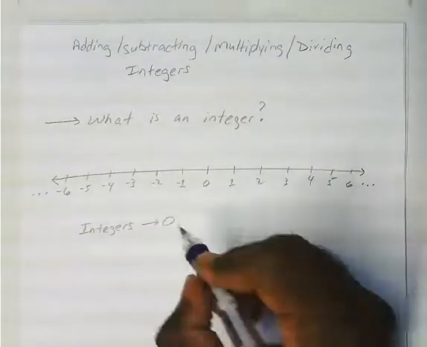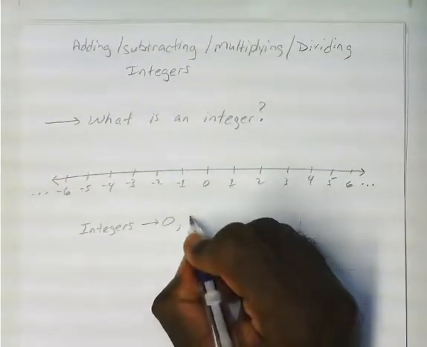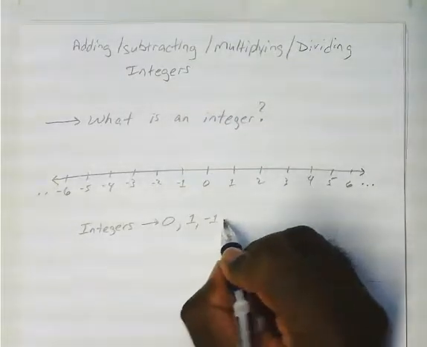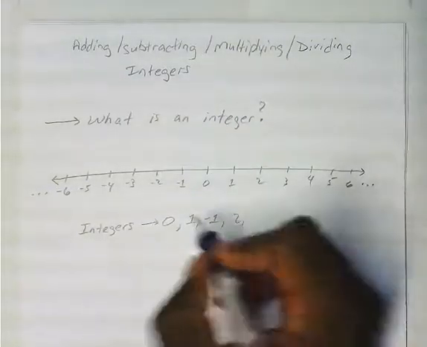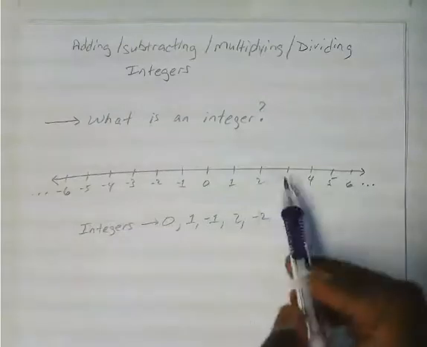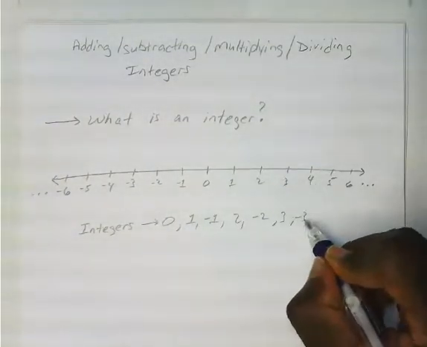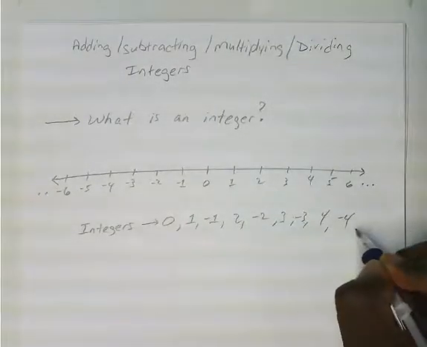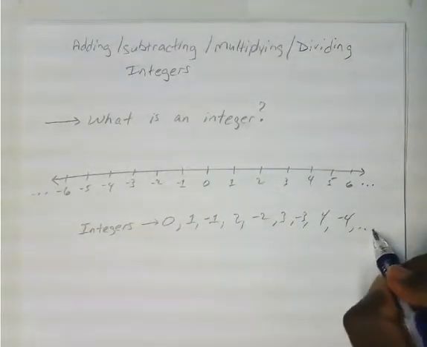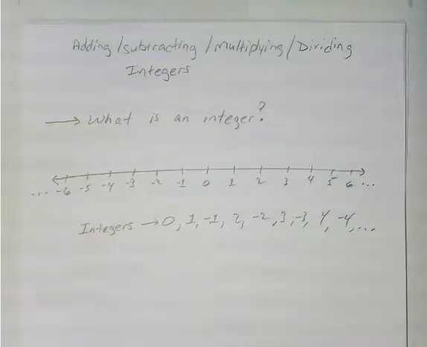We have 0, positive 1, negative 1, positive 2, negative 2, positive 3, negative 3, positive 4, negative 4, positive 5, negative 5, and it keeps on going like that. All positive and negative whole numbers. Those are your integers. Okay, so when you add, subtract, multiply, divide, it's a little bit different than how you would just add your regular numbers or your regular positive numbers in some cases.